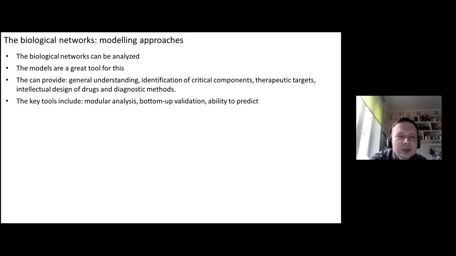And we can use the understanding of the network to correctly design new medicines and diagnostic methods. We can do it in biotechnology and bioengineering to optimize the design of metabolic pathways, and so on.